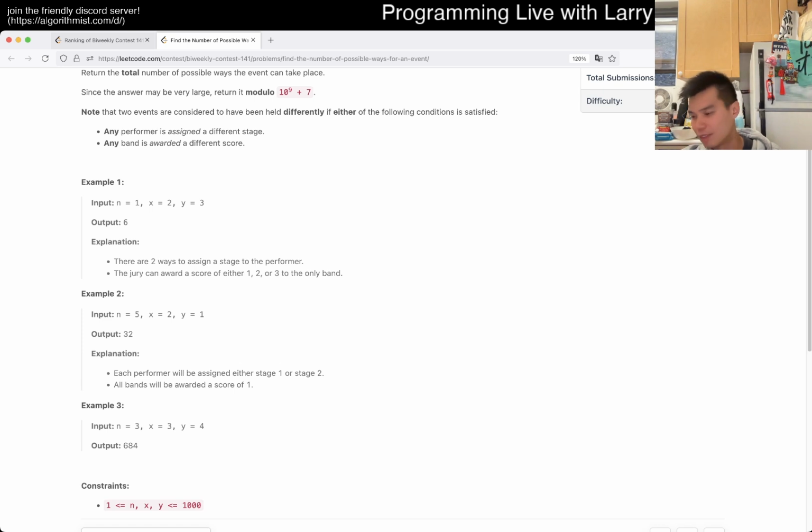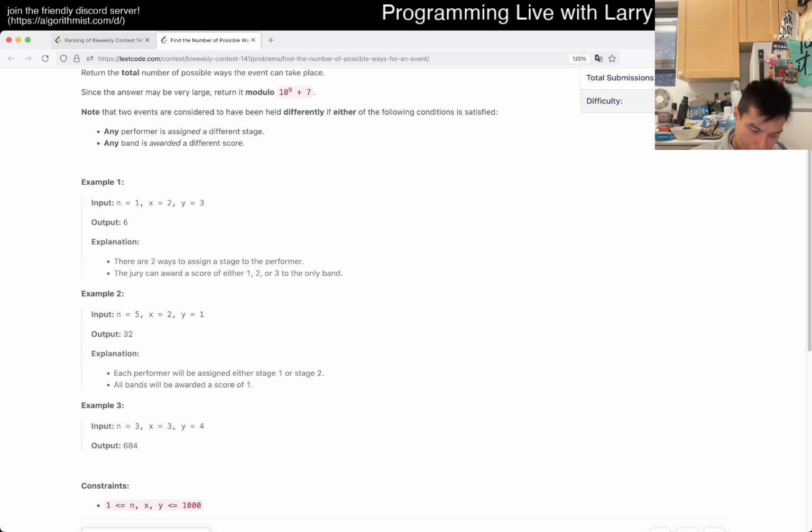Wait, what is n again? N is, no, that's it. Okay, so you choose 3 stages, and then each of the person. So 3 to the, that doesn't make sense though, then, right? Oh no, there's 3 stages, so there's 1. Alright, slow down, Larry. You don't need to rush this. You still have 45 minutes. Okay, so you have 1 stage. No, you choose 3 stages, okay.